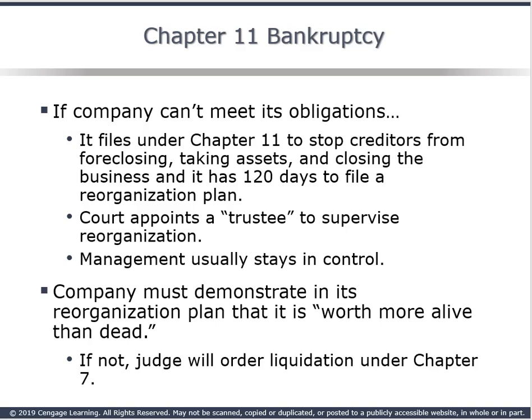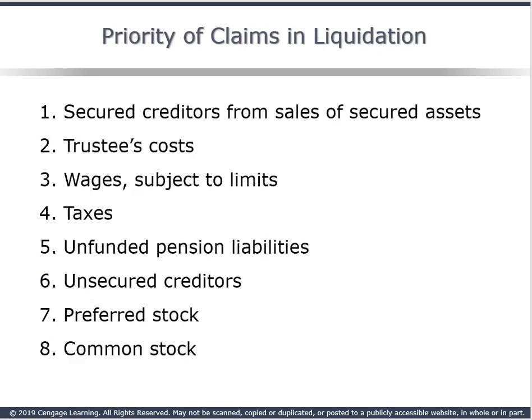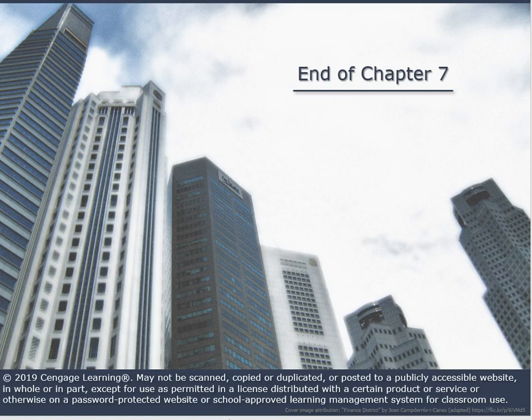and there is not a plan for the company to reemerge from bankruptcy, it would then switch to Chapter 7, which is the liquidation. If a liquidation occurs, there is a priority of claims. So any secured creditors from the sale of secured assets, that is secured debt or debt with collateral, then any costs related to the trustees going through the bankruptcy, any wages that employees have not yet been paid, they need to be paid, then any back taxes, then any unfunded pension liabilities, then unsecured creditors, then preferred stockholders, and common stockholders. This is why common stockholders rarely get anything from bankruptcy proceedings. So this is a brief lecture of Chapter 7.